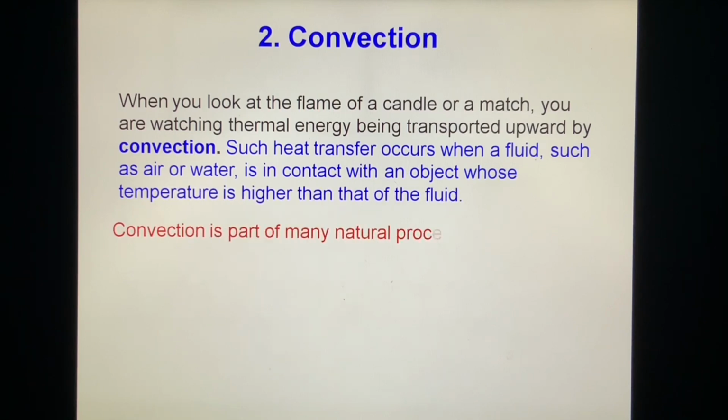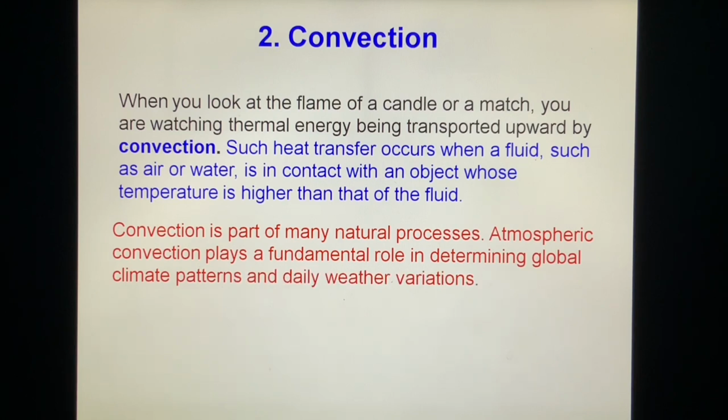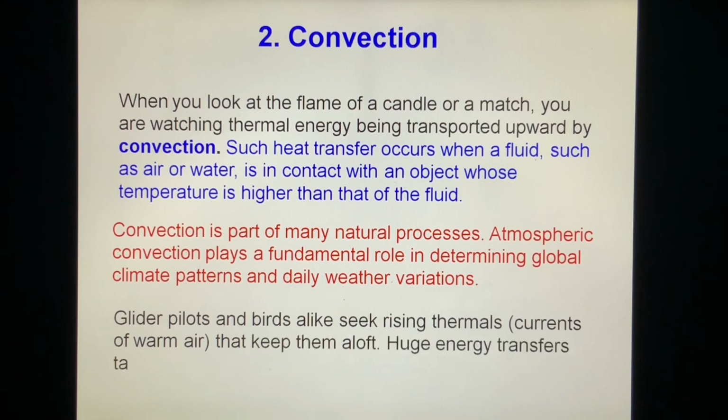Convection is a part of many natural processes. Atmospheric convection plays a fundamental role in determining global climate patterns and daily weather variations. Glider pilots and birds alike seek rising thermals, the currents of warm air that keep them aloft. Huge energy transfers take place within the oceans by the same process.